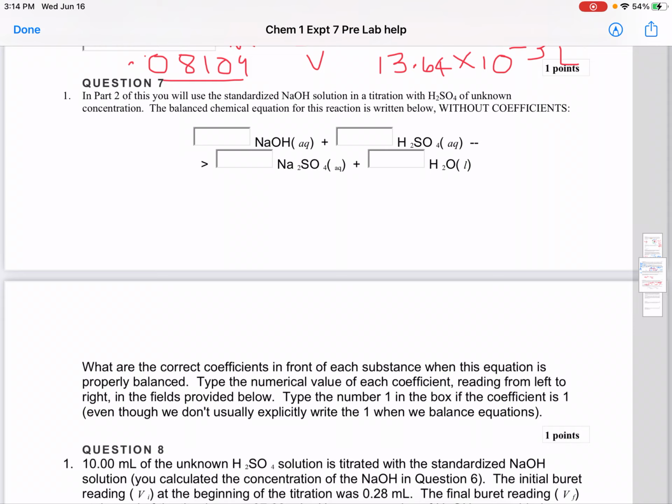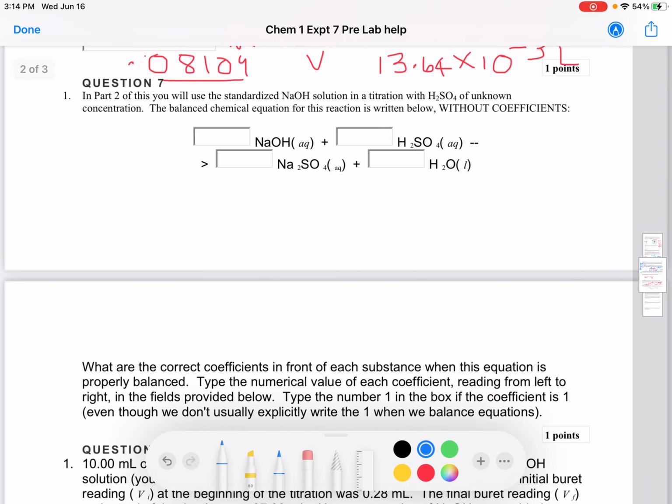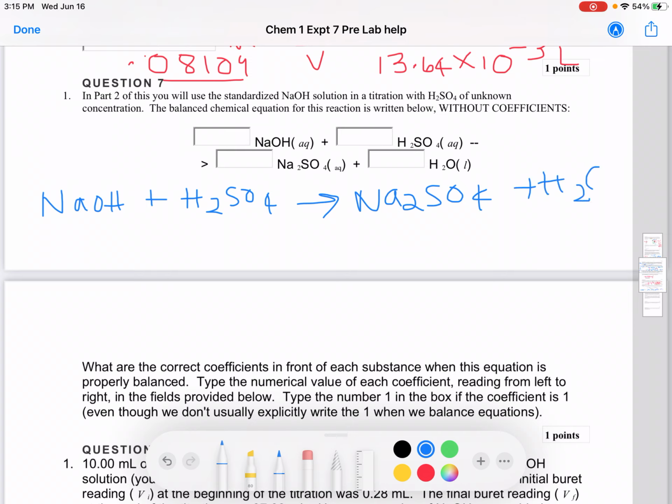In part 2 of this, you will use a standardized sodium hydroxide solution in a titration with H2SO4 of unknown concentration. The balanced chemical equation for this reaction is written below without coefficients. So you have sodium hydroxide plus sulfuric acid, H2SO4, giving you sodium sulfate, Na2SO4, plus water. It's not balanced, so you need to balance it.